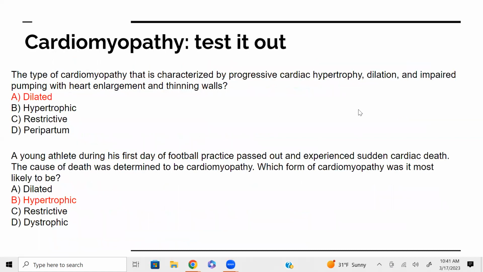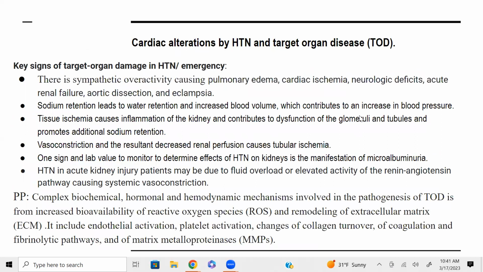There are two questions that I've seen before. So highlighted, the red highlights are the answers for these two questions. And then we have cardiac alterations with hypertension that causes target organ disease. Target organ disease is also called hypertensive emergency when it affects your kidneys, your lungs, your heart, and also the central nervous system. It's an overactivity of the sympathetic nervous system causing all of these symptoms.